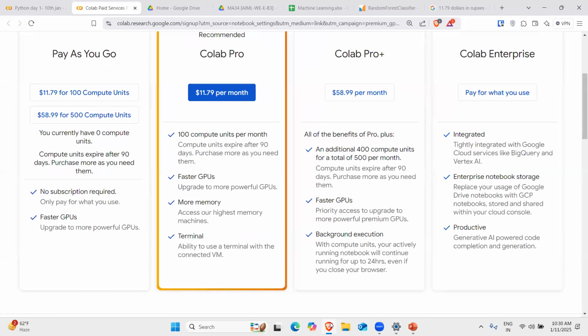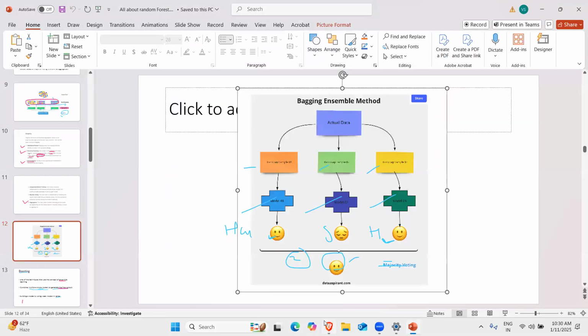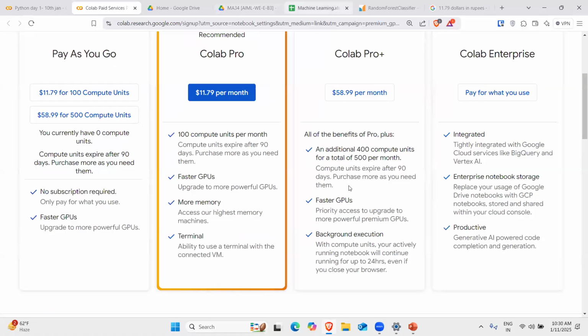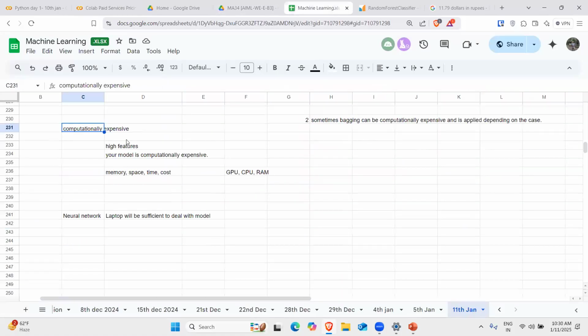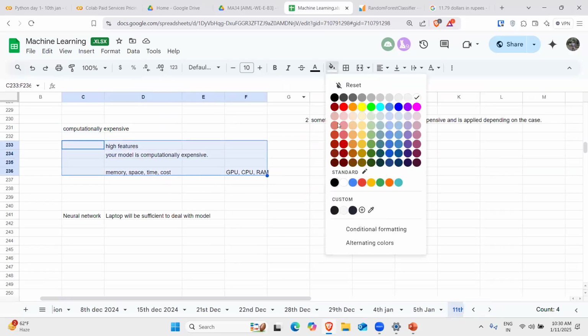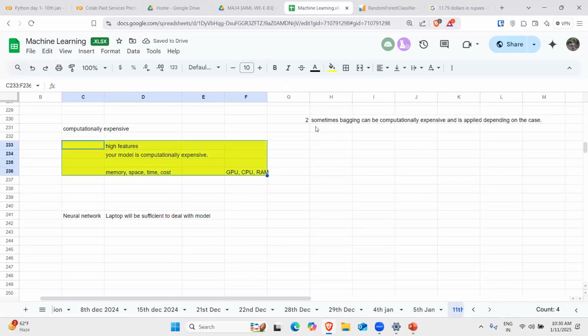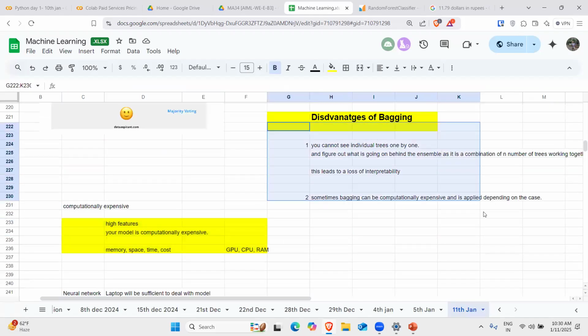So that is what we have for these computing units. The reason why we are discussing this particular point is we were discussing the computationally expensive part, right? So that's why I feel this is required. All right, that is fine. What we'll do now is take a short break, and then we'll be creating a model by using random forest, right?